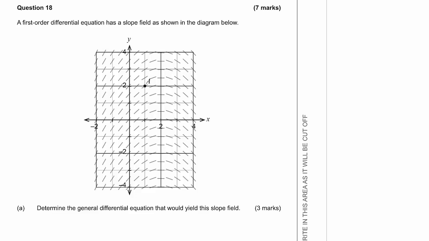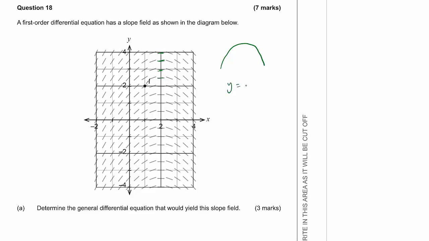A first-order differential equation has a slope field as shown in the diagram below. Determine the general differential equation that would yield this slope field. Well, the actual curves look like quadratics, and they're sad, they're this way. And we can also see that the gradient is 0 on x equals 2.